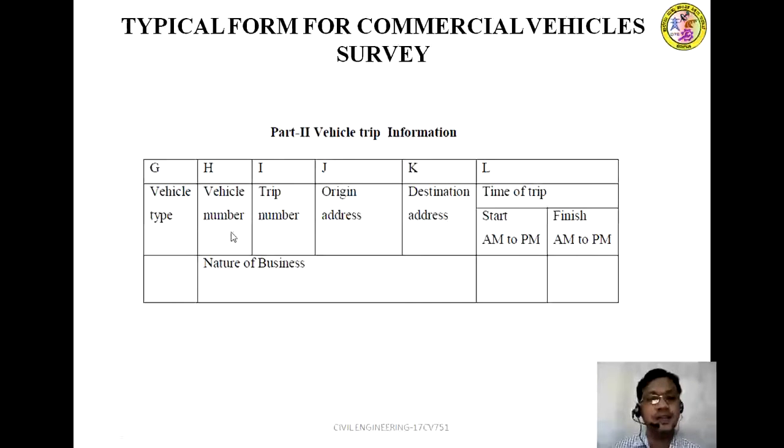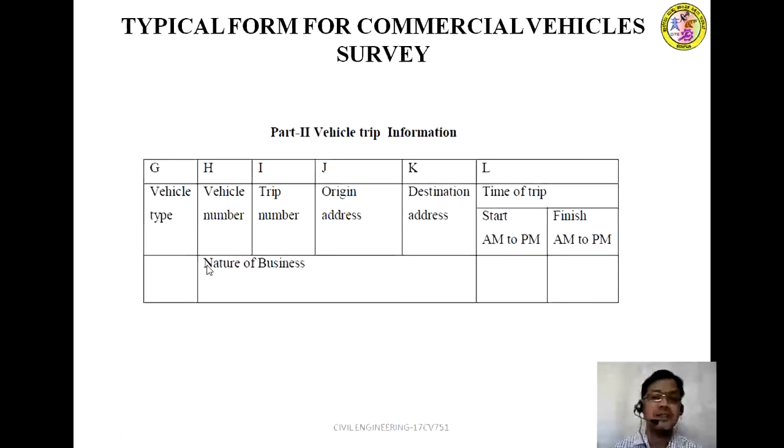Similarly, the vehicle number, that is the registration number. Next one is the trip number. He is going to be having the first trip or the second trip. Origin means where exactly the depot is, where the vehicle has started moving, the corresponding address, and where it has reached, that is the destination, and the corresponding address needs to be entered carefully.